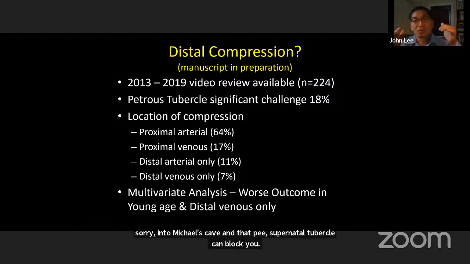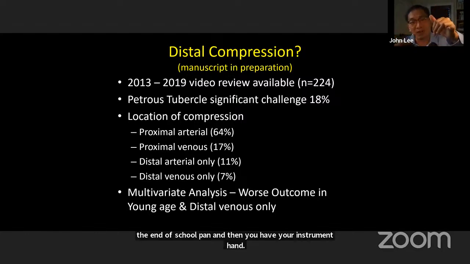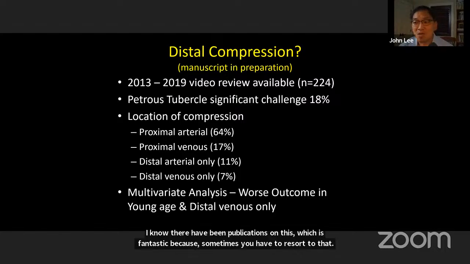Now, how do I do the surgery? I park it, I suction out all the CSF, but sometimes when you're trying to look around corners, you only have one hand. You have the endoscope hand, and then you have your instrument hand. Sometimes you have to let the CSF well up and then do it almost like ventriculoscopy. And I know there have been publications on this, which is fantastic because sometimes you have to resort to that. But then, of course, if you get a drop of blood, or a few drops of blood, then you can't see anything.